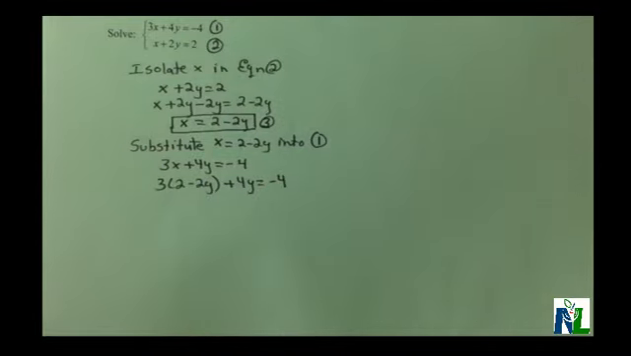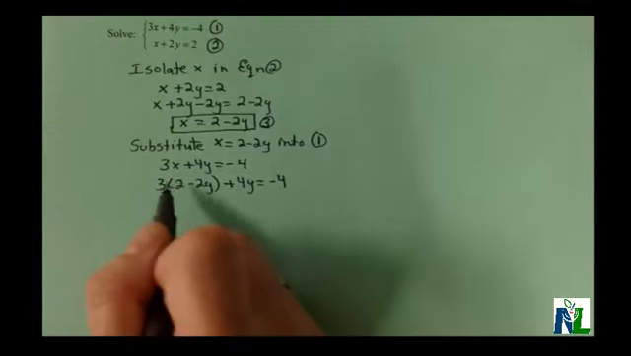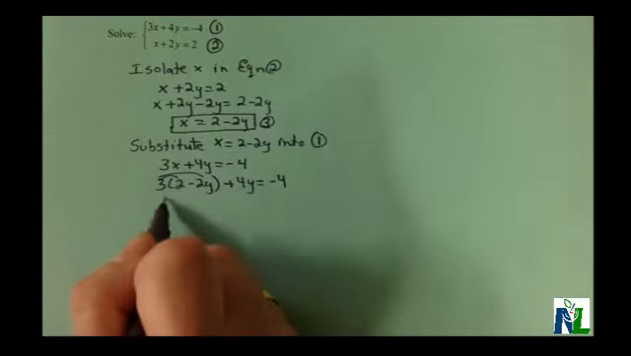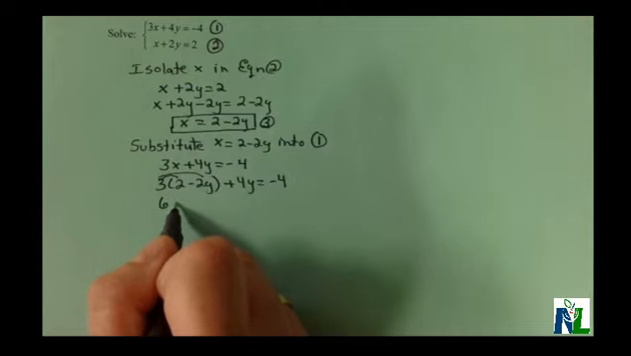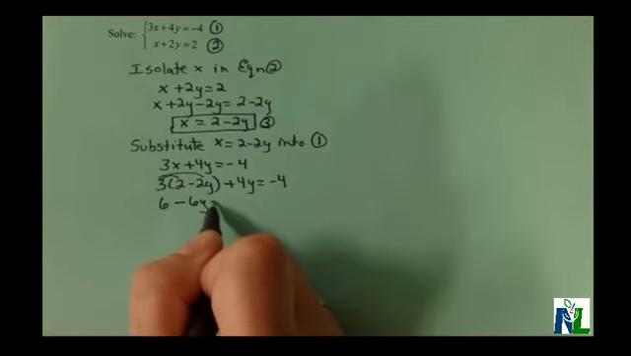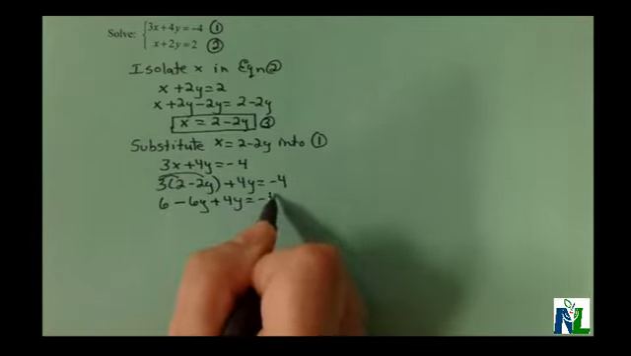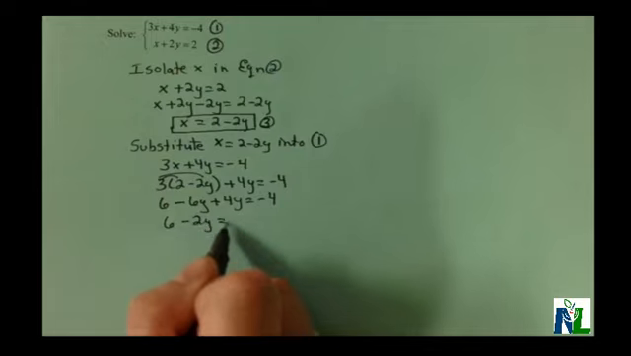I now have an equation in one variable, so I can solve that variable to determine what the value of y would be. I use the distributive property to multiply the 3 and through. 3 times 2 is 6. 3 times minus 2y is minus 6y. Now I combine like terms. Minus 6y plus 4y is minus 2y.